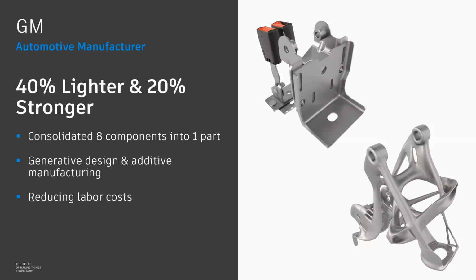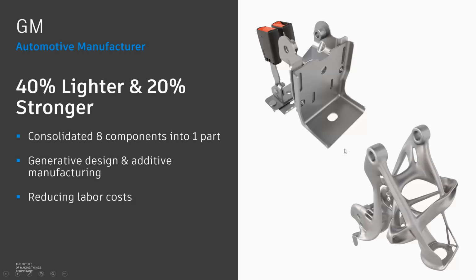So their challenge was, rather than us individually reducing the weight of each and every component, is there a way where I can basically combine multiple components or a subassembly into a single component? So their problem definition was, the outcome should be 40% lighter, 20% stronger. At the same time, it should be able to consolidate 8 components into one part.